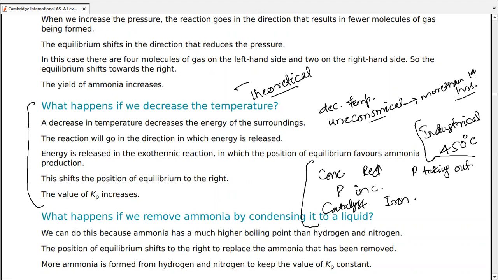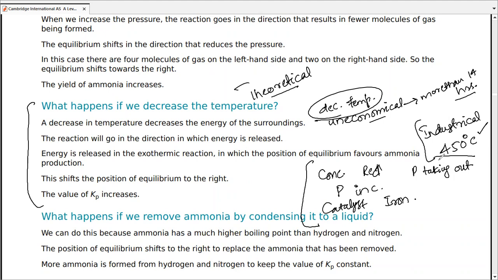Now, if you think on your own, think about it a little. An industry which is taking more than 14 hours to complete the process, and then there is another industry and it is decreasing the temperature, it's going by the book, it's going theoretically. Then there is another industry which is actually going for a higher temperature with 450 degrees centigrade.